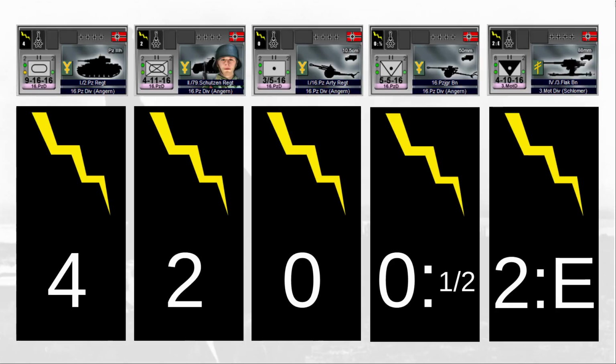Shock value 0 units do not shift the odds of a battle. When they attack or defend by themselves, they are treated as if they have no shock capabilities at all. However, if they participate in an attack or defense that involves shock value 4 armor units or shock value 2 mechanized units, their stacking points do not count in determining the shock value of the battle. In essence, shock value 0 units are shock neutral.